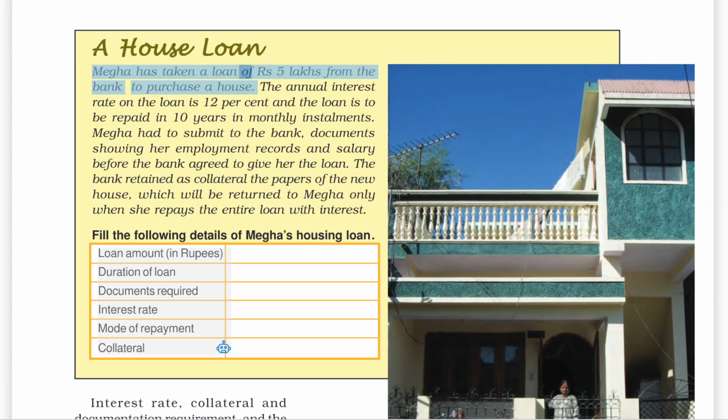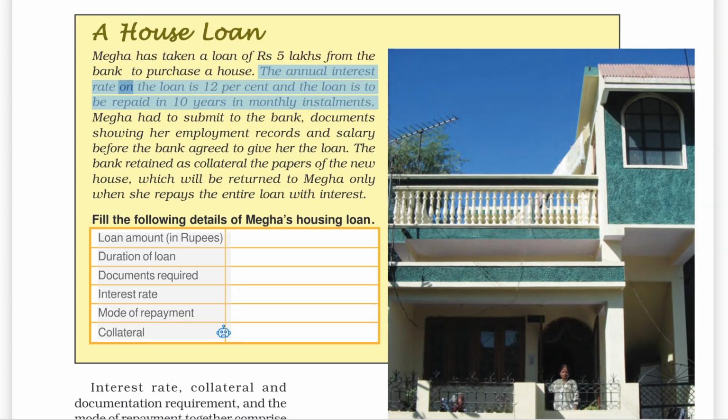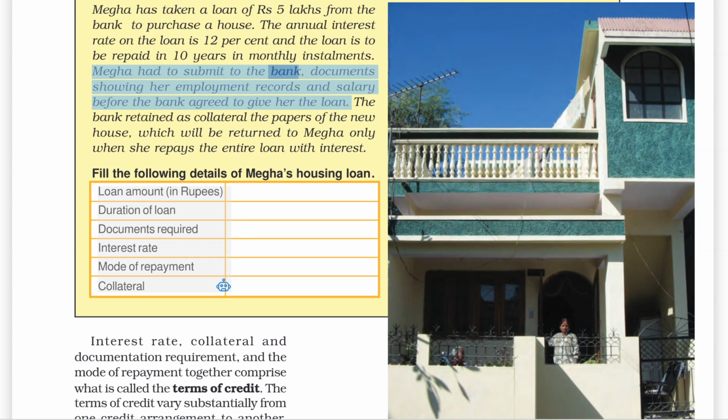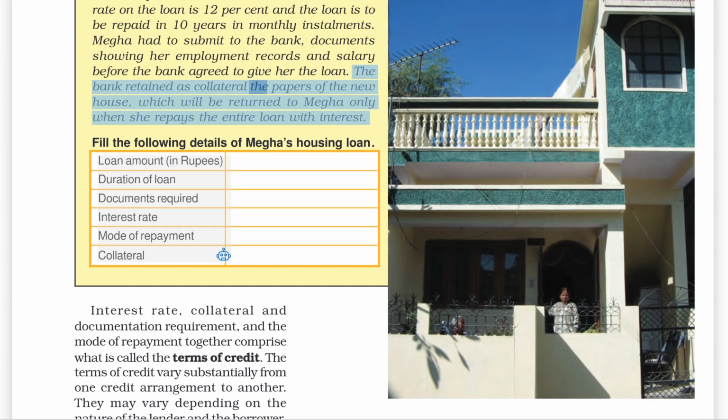Mega has taken a loan of 5 lakh rupees from the bank to purchase a house. The annual interest rate on the loan is 12%, and the loan is to be repaid in 10 years in monthly installments. Mega had to submit to the bank documents showing her employment records and salary before the bank agreed to give her the loan. The bank retained as collateral the papers of the new house, which will be returned to Mega only when she repays the entire loan with interest.